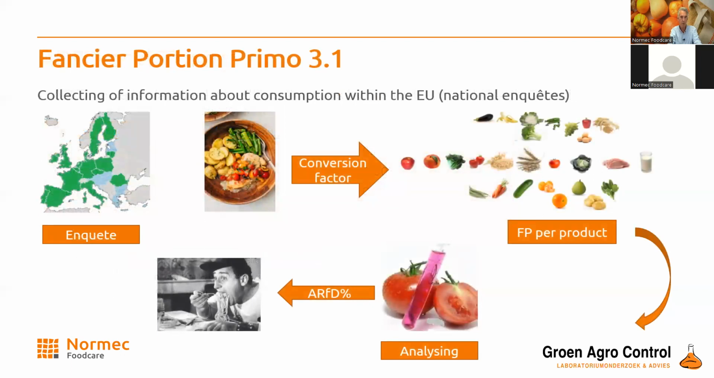The venture portion in PRIMo 3.1 is a collection of information about consumption within the European Union. For each country, there are national surveys, which means that during one year, for example, the Dutch authorities ask a family to describe all the things they eat the whole day, weekly in and weekly out for the whole year. That means also for adults, for children, everything they eat will be noted. That gives a venture portion for all these different countries, and based on that, after analyzing at the laboratories, you can calculate the RfD percentage, and hopefully you can eat all these products healthily.